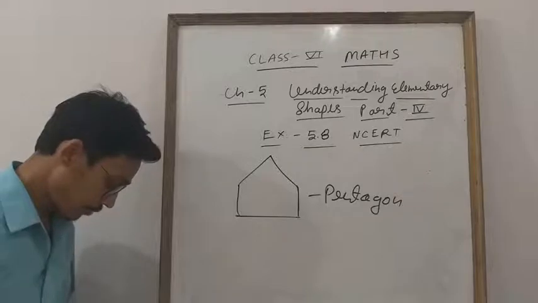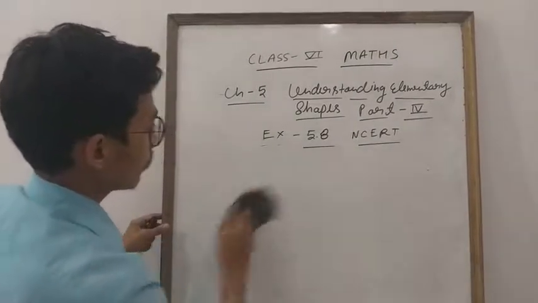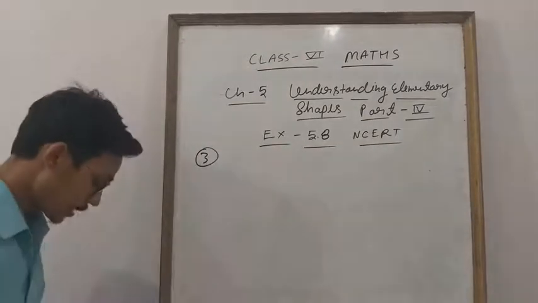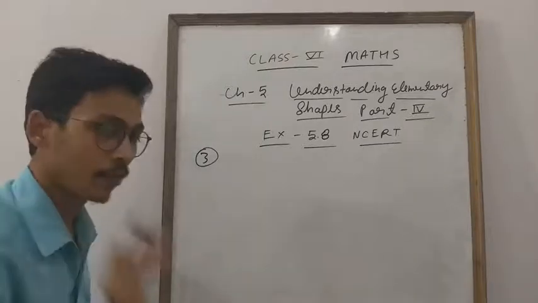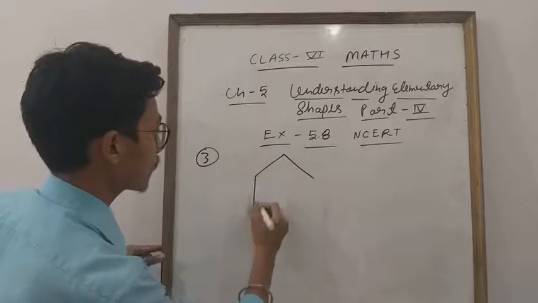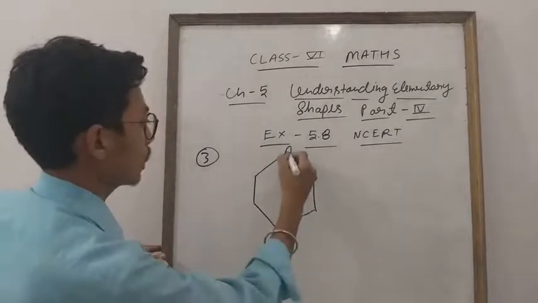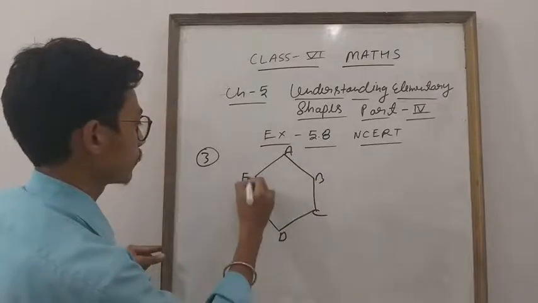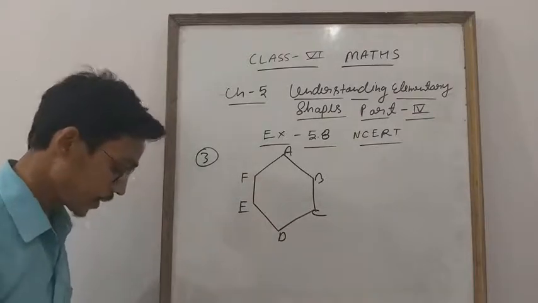Now we will move to question number third, student. What is given in question number third? Also a very good question. Draw a rough sketch of a regular hexagon connecting any three of its vertices. So first we will draw a hexagon. A hexagon, you know, has six sides. See, this is our hexagon. This is A, B, C, D, E, F. Okay, everyone. This is a hexagon. What is given? Draw any three vertices.